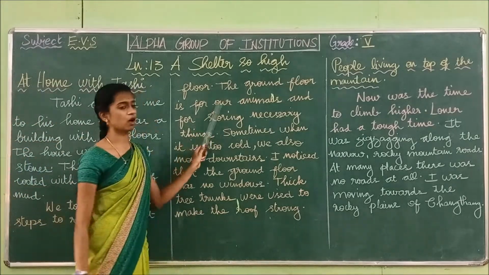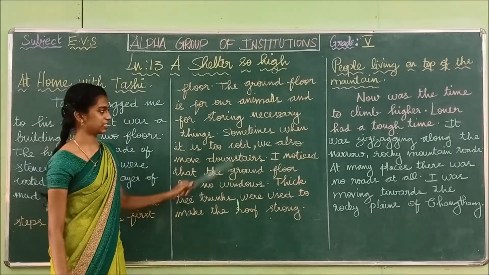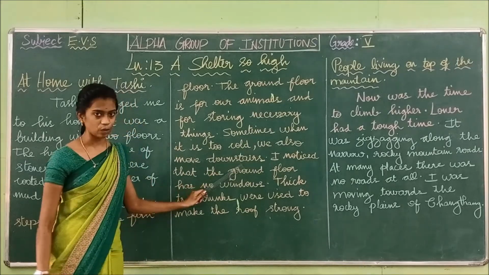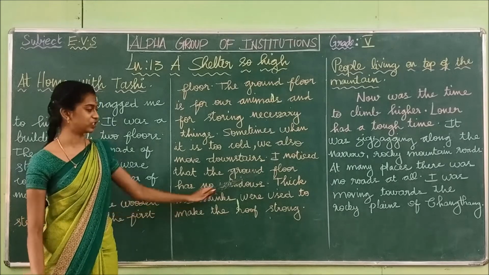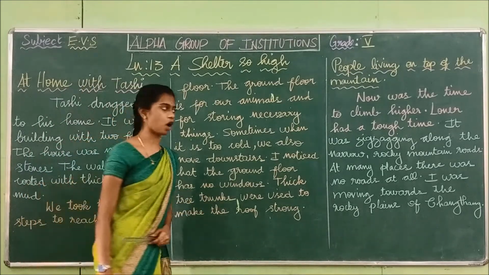The ground floor is for our animals and for storing necessary things. Sometimes when it is too cold, we also move downstairs. I noticed that the ground floor has no windows. Thick tree trunks were used to make the roof strong.